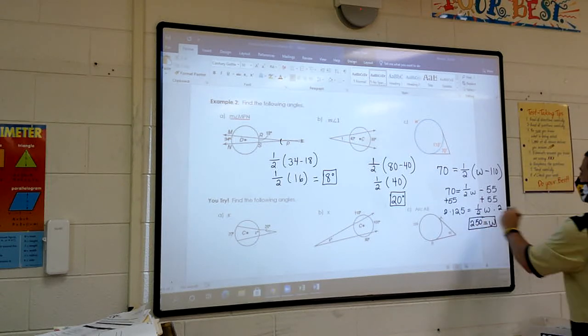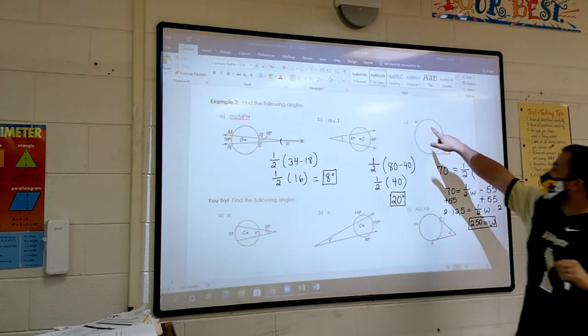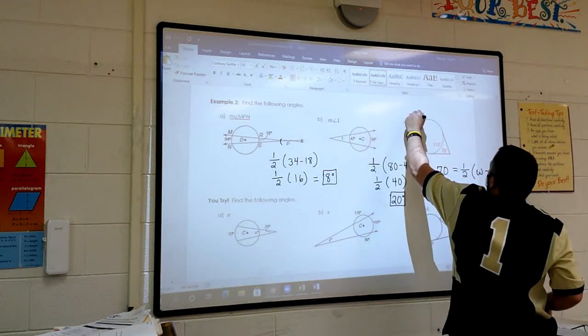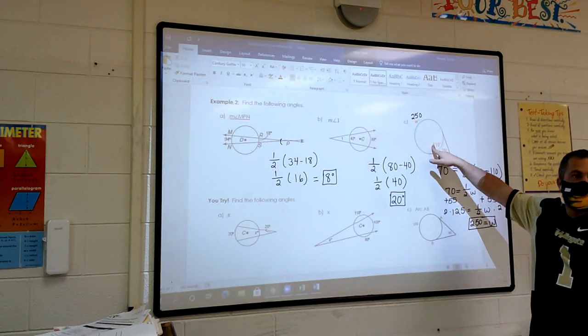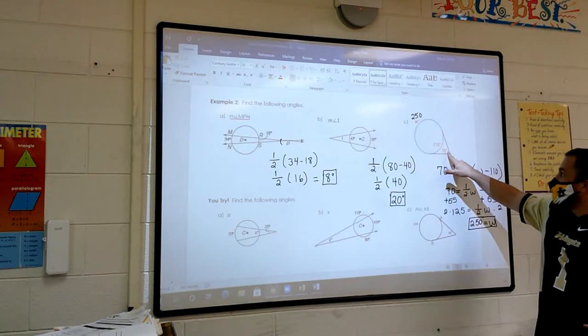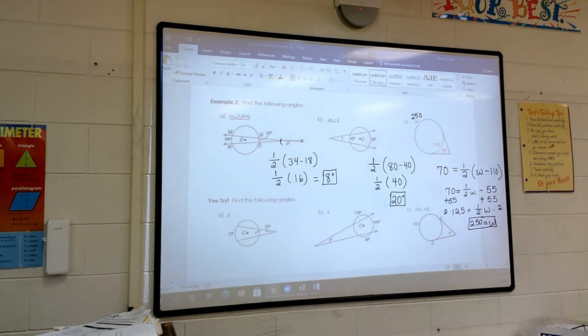Now, that should make sense because look at the problem. If I make W 250, think about how you do this. 250 minus 110 is 140 divided by 2 is 70. That's how you get the angle on the outside. You subtract those two and divide by 2. So 250 minus 110 gives you 140. And then when you divide by 2, you get 70. So that actually makes sense in that problem.